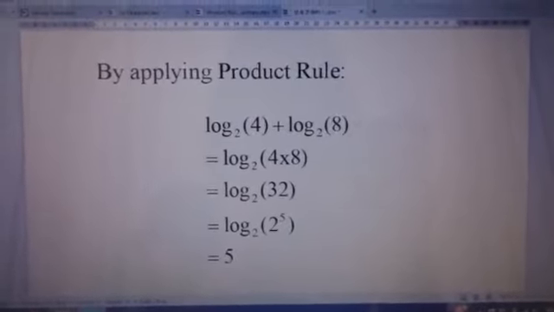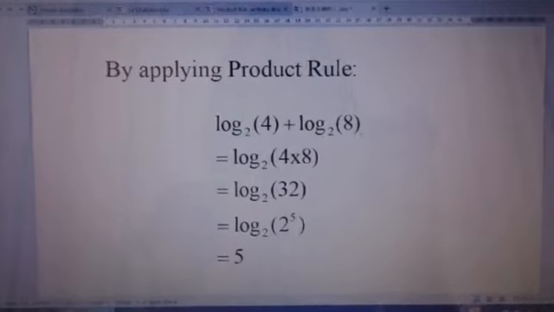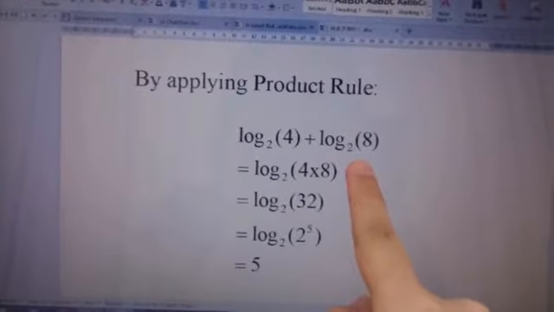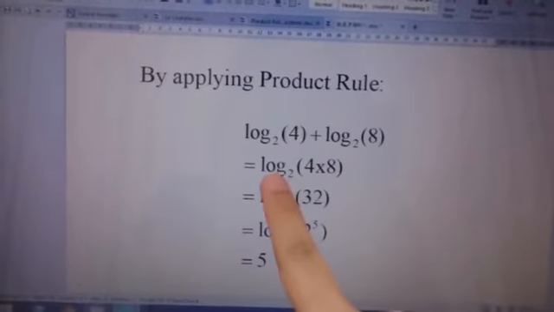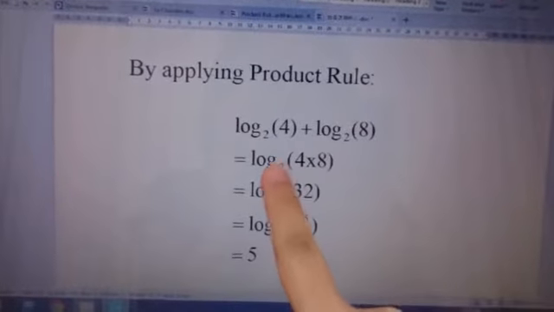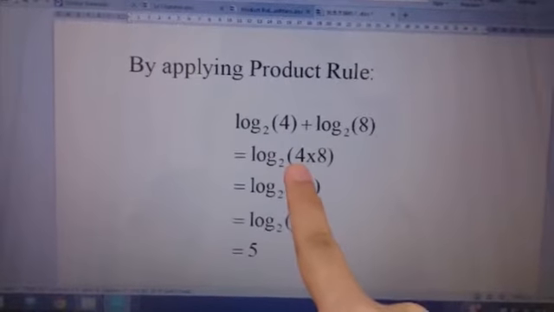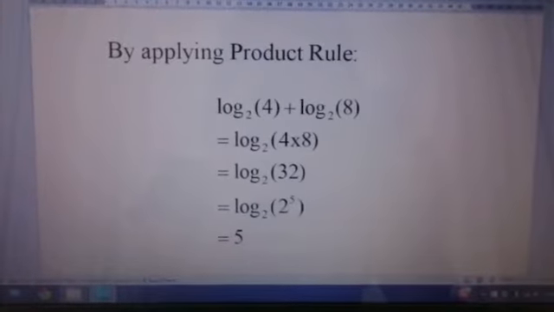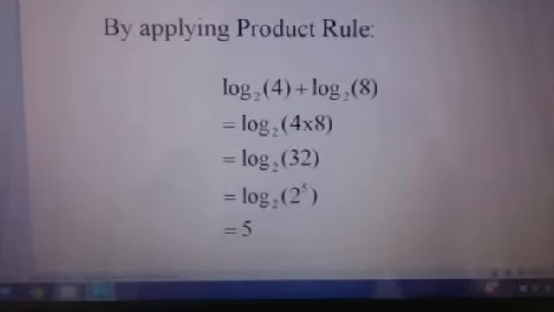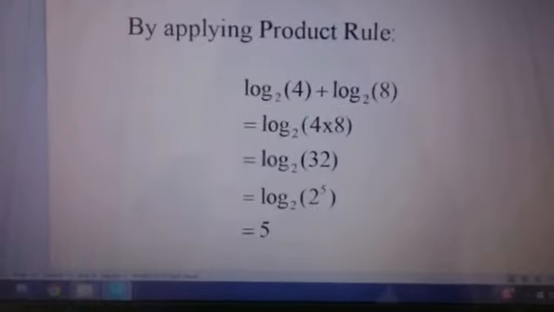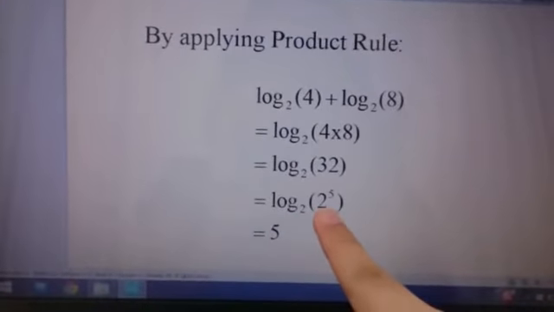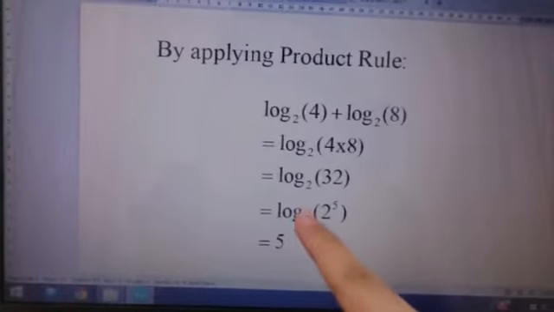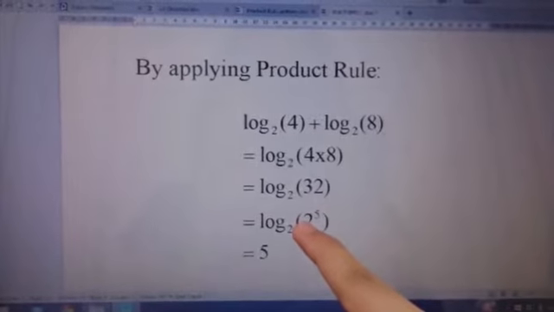Now I'll show you how to solve this equation using the product rule. The bases of both logs are the same, so you can apply the product rule by multiplying 4 and 8. So 4 times 8 equals 32, and 32 is equal to 2 to the power of 5. So when the base is the same as this number, you can bring the 5 to the front, and this is cut off because they are equal to 1.